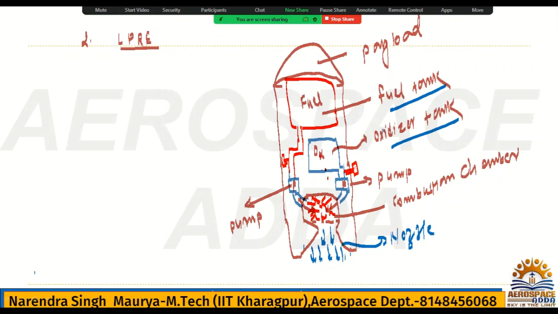It can be used for long-duration applications also, because it depends on the amount of fuel and oxidizer. You can store more and more, so you can use it for a long time. Okay. The disadvantage is that the engine is quite complex compared to SPRE, obviously, and very bulky compared to SPRE. It becomes heavy, and the design is complicated also.